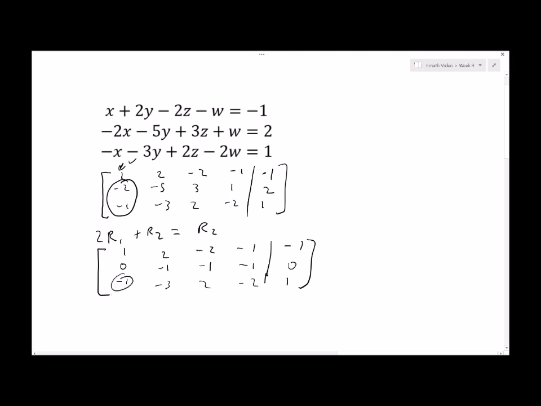Now we want this guy to be 0, so we're going to do row 1 plus row 3 equals row 3.